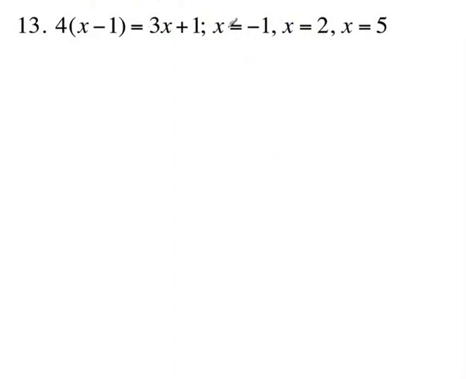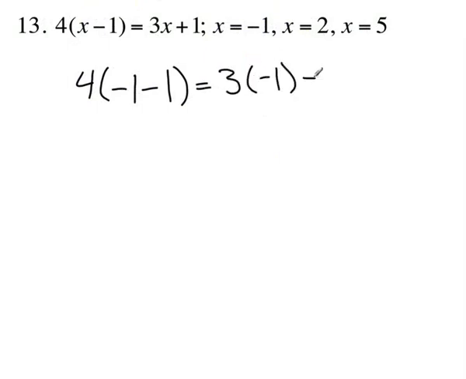So x equals -1. That means anytime I see an x over here, I'm going to put in a -1. So I'm going to go 4 multiplied by x, which I'm going to have -1 there, minus 1 equals 3 times x, which is -1, plus 1. And so I do all this. I need to do parentheses first, because I need to know my order of operations. So this becomes -2 equals 3.